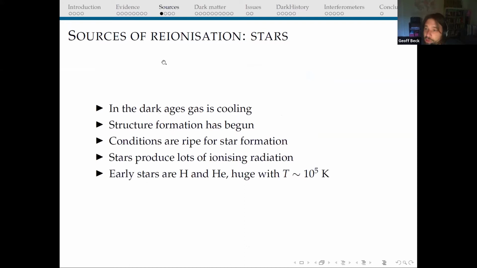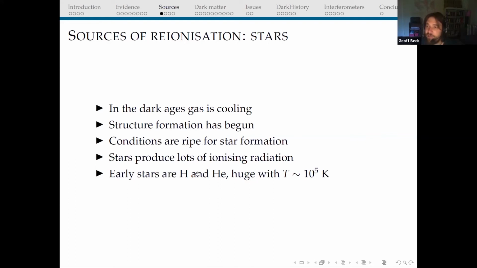So the things that drive reionization, at least in terms of conventional, what we call standard astrophysics, will be things like stars. So in the dark ages, the gas in the universe is cooling. And structure formation has begun because we've passed out of the radiation-dominated epoch. So dark matter in the conventional picture is forming potential wells into which this cooling gas can fall. And because it's cooling, we're at relatively low kinetic energy, we can start building up dense enough clumps for star formation to begin. So we're really at the cusp of star formation, which will bring the end to the dark ages.